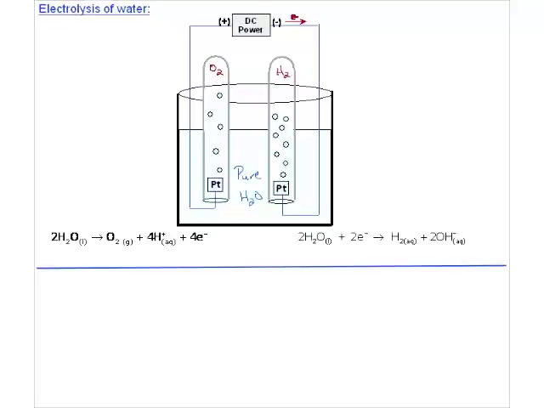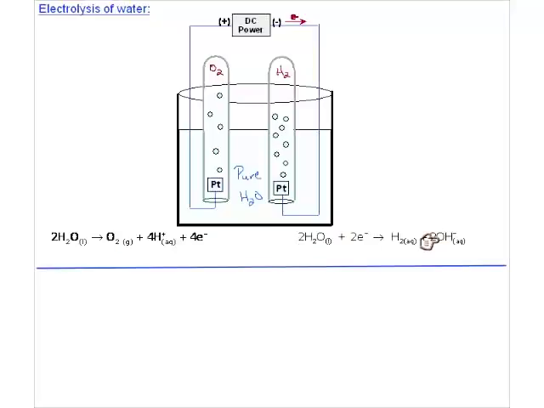And if we pass an electric current through these two inert platinum electrodes, we notice that we start to see bubbles forming on both of these. And we start to see twice as much gas in one as we do in the other. And that's a telltale sign to say what's going on in each of these test tubes. In one test tube, we're seeing the oxidation of water to produce oxygen. In the other test tube, we're seeing the reduction of water to produce hydrogen gas and hydroxide ions.